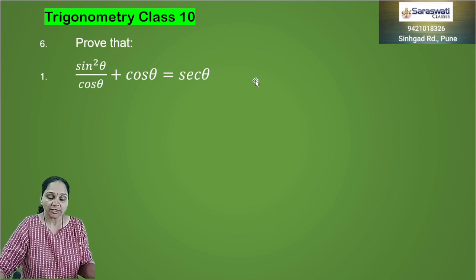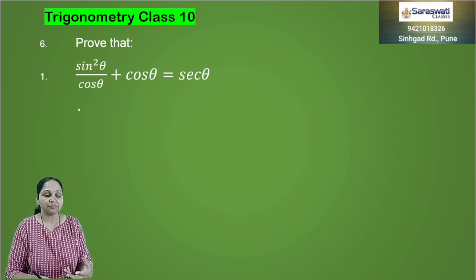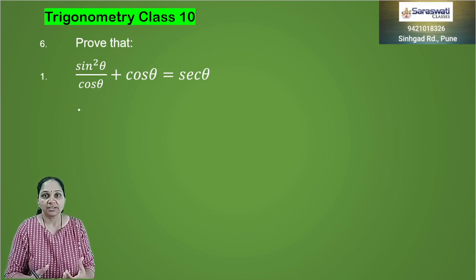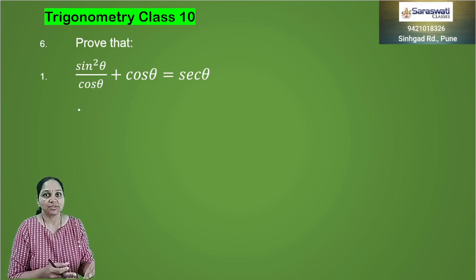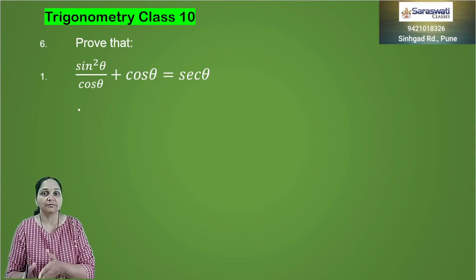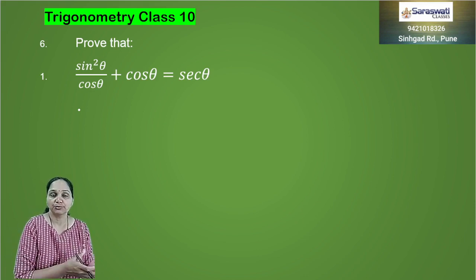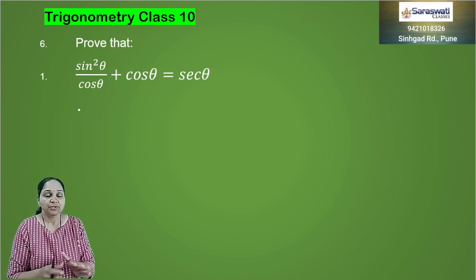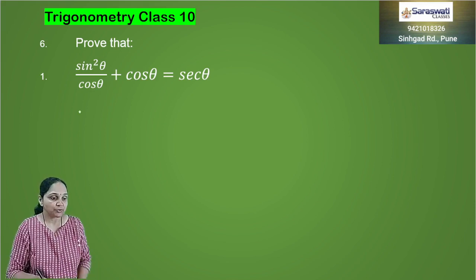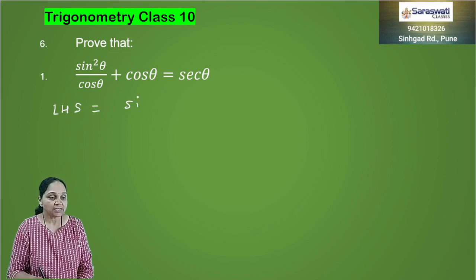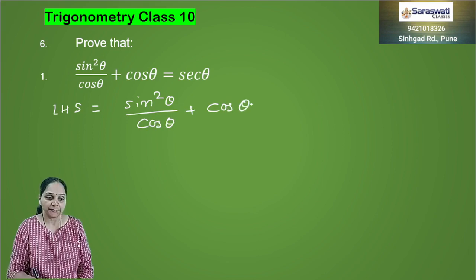Now here we need practice to solve these examples, and in such examples we can solve using LHS first and come to RHS, or by considering RHS we can prove LHS. So there is no fixed method. In this example consider LHS, that is sin square theta upon cos theta plus cos theta.